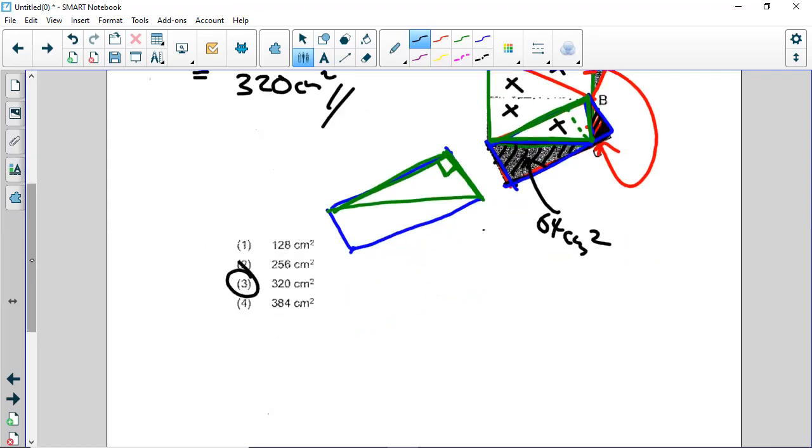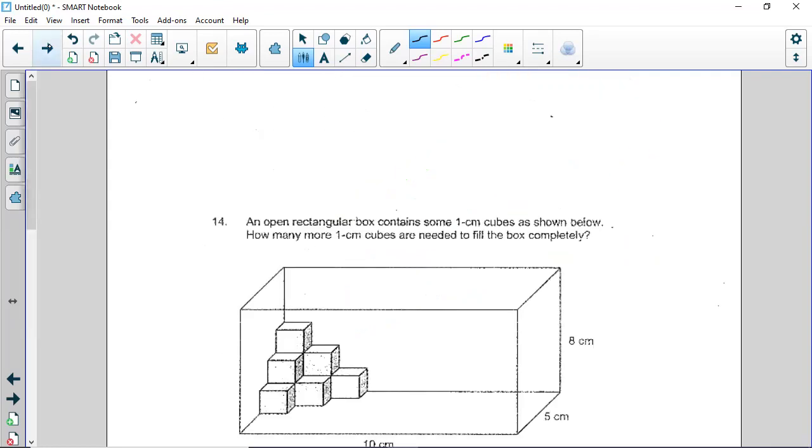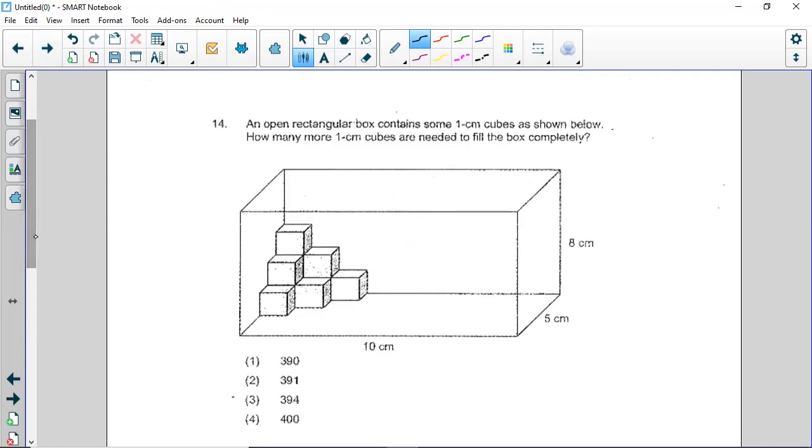Okay, all right. Question number 14. How many more 1 cm cubes are needed to fill the box completely?